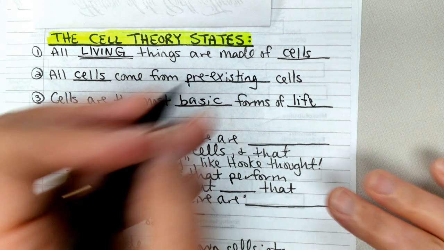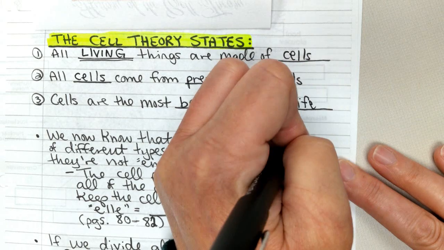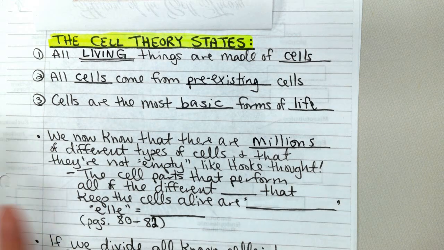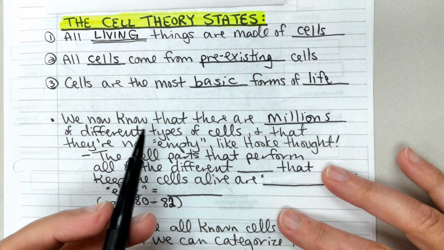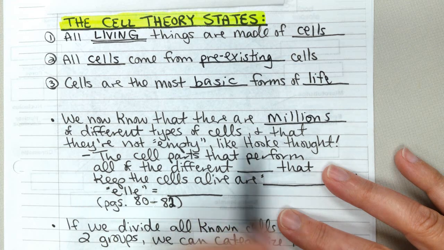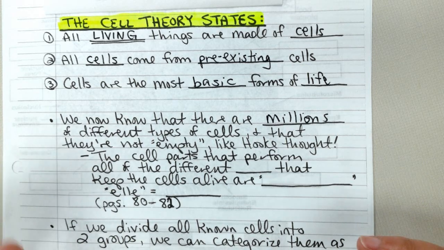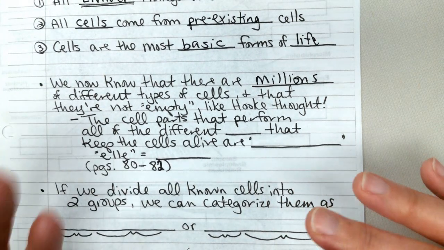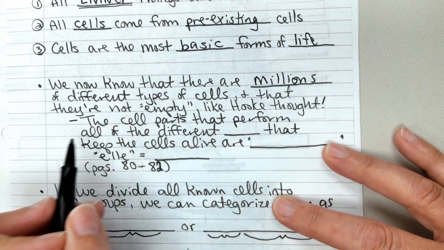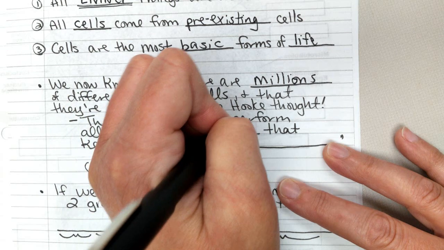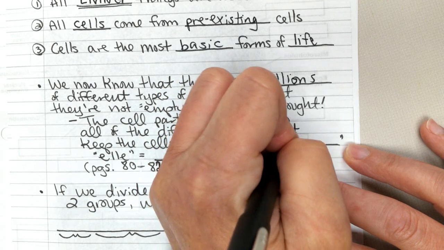Okay, so we know that there are millions. By the time you take in all the different plant cells, fungus cells, bacterial cells, animal cells, we know there's millions of different types of cells throughout the world. And that they're not empty, like Hooke thought. They're made of a bunch of stuff. And that stuff is what does the jobs that keep those cells alive and able to do their jobs. So the cell parts that perform all of the different jobs that keep the cells alive are called organelles.